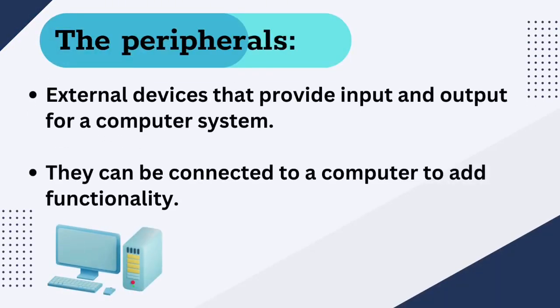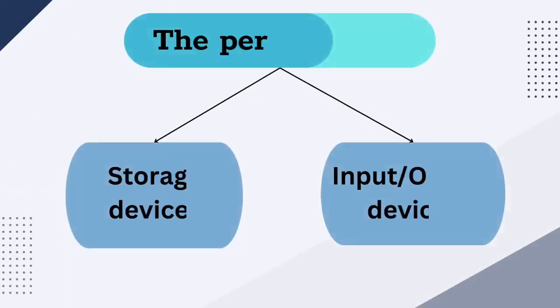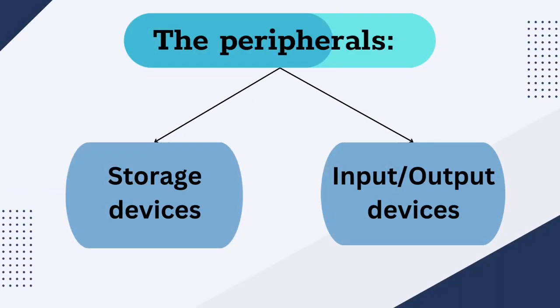The next computer essential is the peripheral. Peripheral devices are external devices that provide inputs and outputs for a computer system. They can be connected to a computer to add functionality. The peripherals include storage devices and input-output devices.